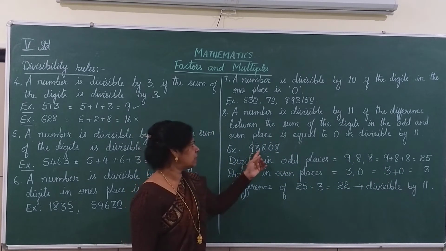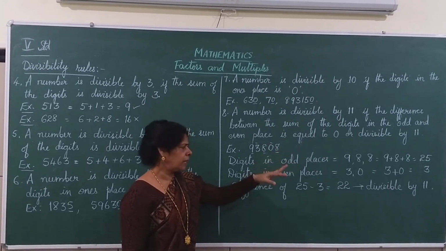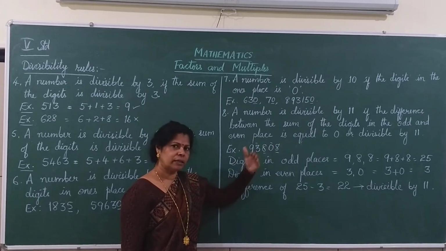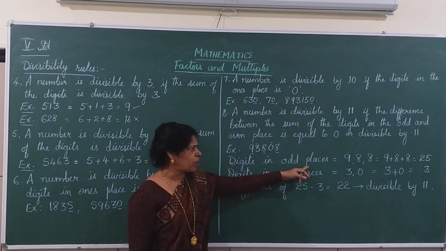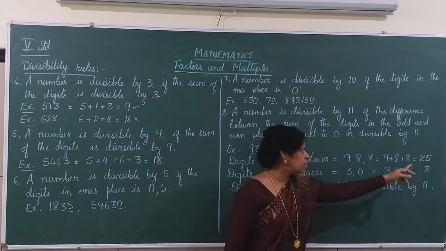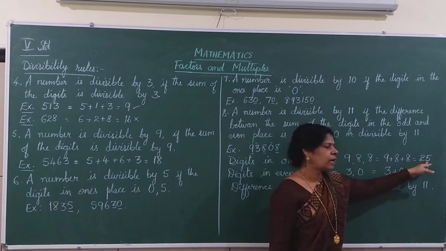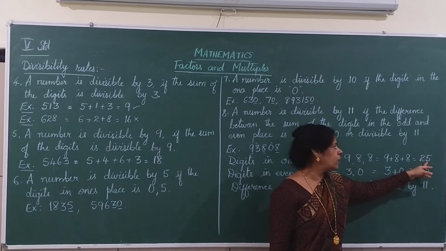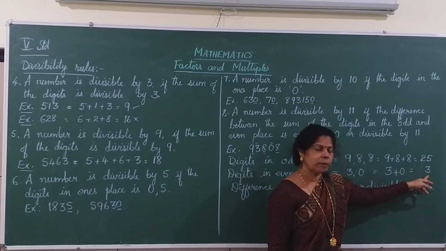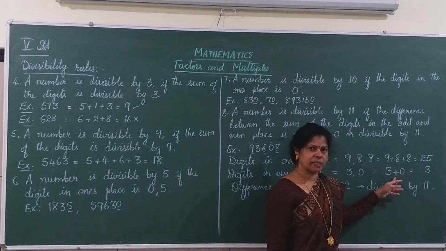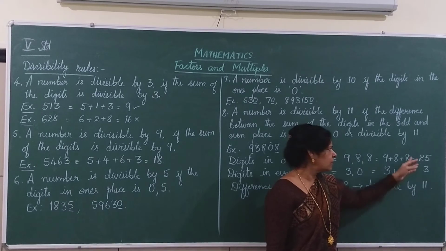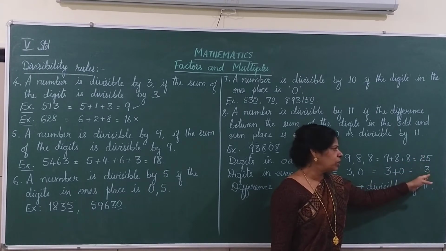Got it? The numbers in odd places you have to add. Then the numbers in even places you have to add. Then you have to minus. Whatever you got from the even places, you are going to minus it from what you got from the odd places. This is the sum you got from the digits in odd places. This is the sum you got by adding the digits in even places. Have you understood? From this you are going to minus this.